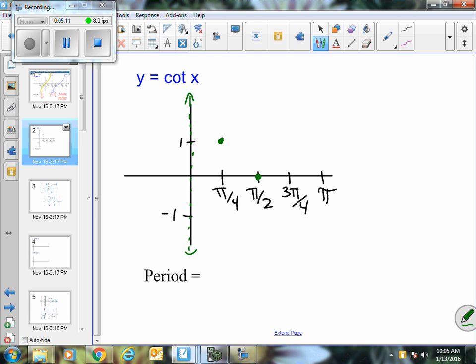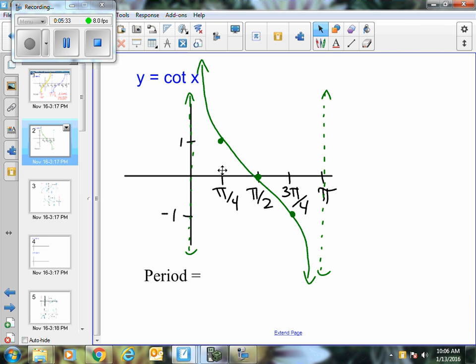3 pi over 4, it was -1. Reciprocal would be -1. And then pi. Tangent of pi was 0, so cotangent would be undefined. So this graph actually starts and stops one complete period with an undefined place. And if you think about the shape of the graph, the thing it looks most like to me is an x cubed that's flipped, reflected over the x-axis, but again, it's bounded by these asymptotes. So it's not exactly x cubed, obviously, but it has that sort of feel.